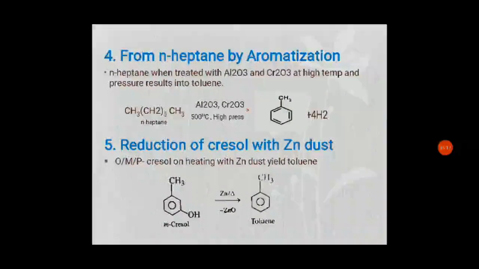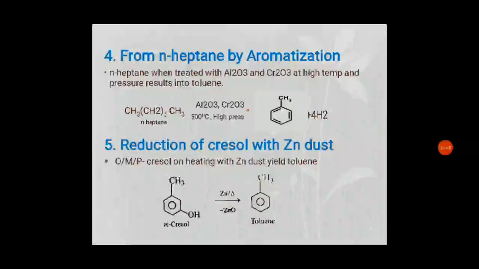Okay. Then the next method of preparation of toluene is reduction of cresol with zinc dust. Now whenever you want to remove the oxygen from phenol, then you always have to use zinc dust. Here metacresol is taken, but instead of metacresol you can take orthocresol or paracresol. That means either ortho, meta or paracresol.